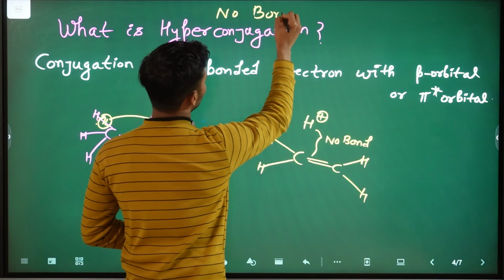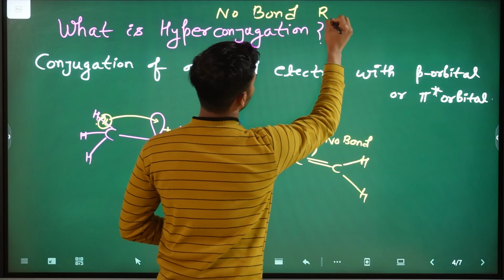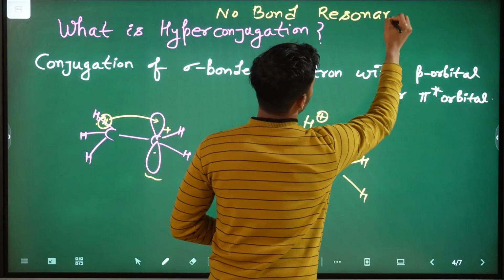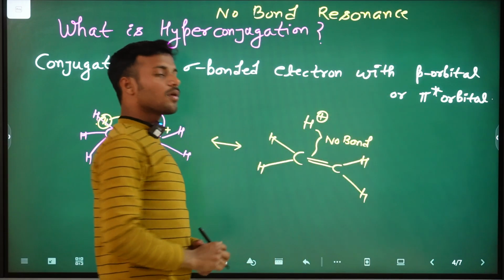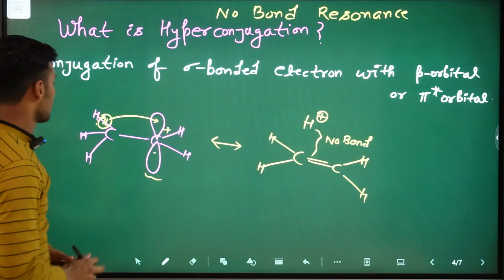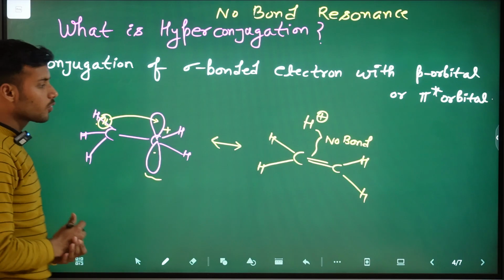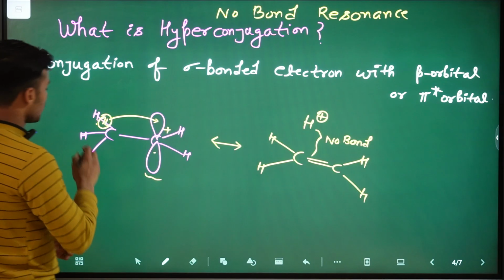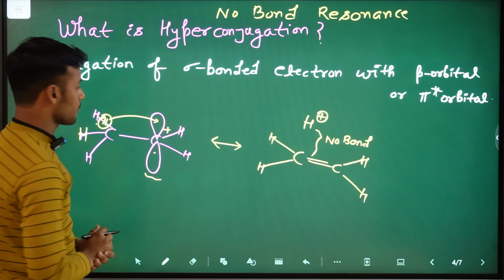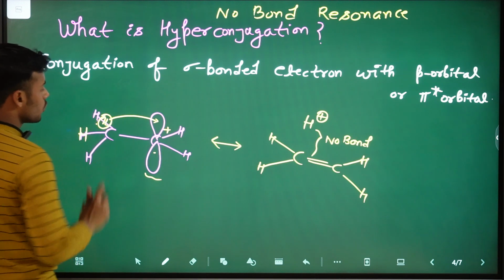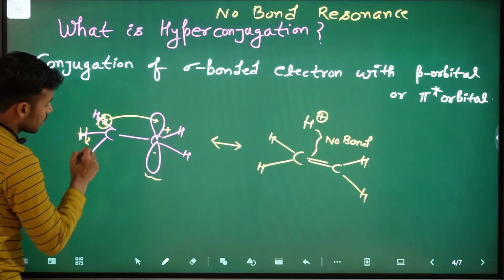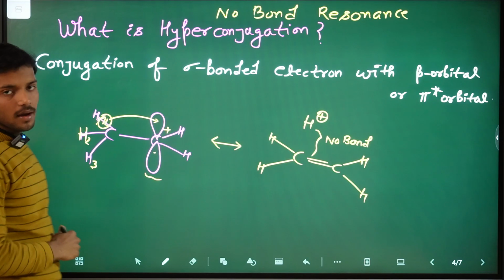No bond resonance. Why resonance? Because there is a conjugation of electrons. So all the CH bonds are equivalent, so each CH bond will show the hyperconjugation effect. To distinguish the hydrogens, we can give different numbers: H1, H2 and H3.